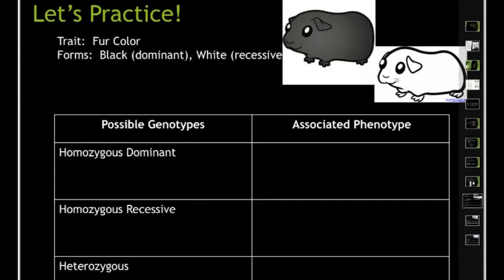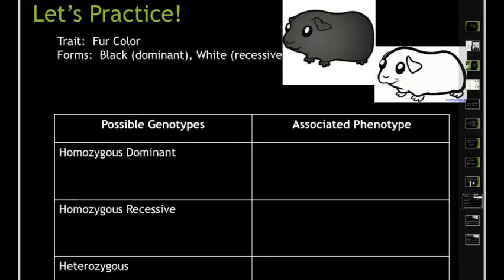What we're going to do now is a little bit of practice as it relates to genotype and phenotype. Key thing you need to remember is that genotype relates to the letters, phenotype relates to what the offspring is going to look like. In this example that we have here, we have these two imaginary animals, and there are two forms of fur color. There's black and there's white. Black is dominant, white is recessive.